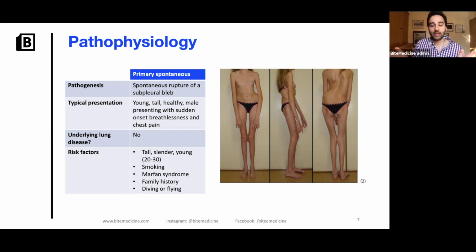Every 10 meters you go down in seawater, your ambient pressure increases by about 100 kilopascal. So you go down, the ambient pressure is increasing, you then come back up, and that is what causes the blebs to rupture. And the picture here is of Marfan syndrome, which is, as we said, that autosomal dominant condition, which increases your risk of a primary spontaneous pneumothorax.